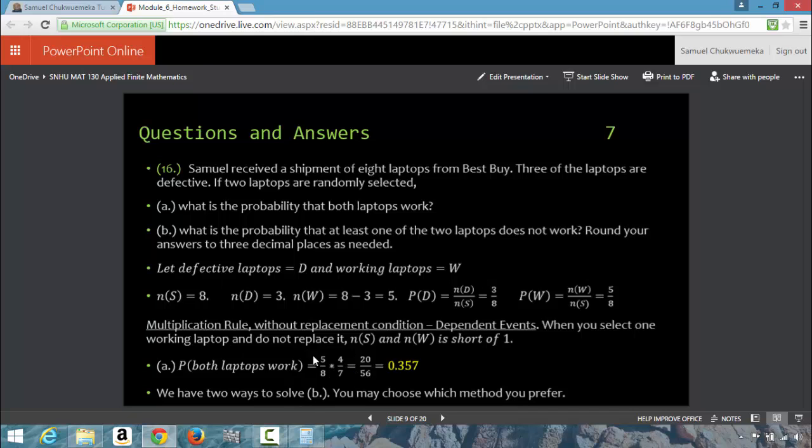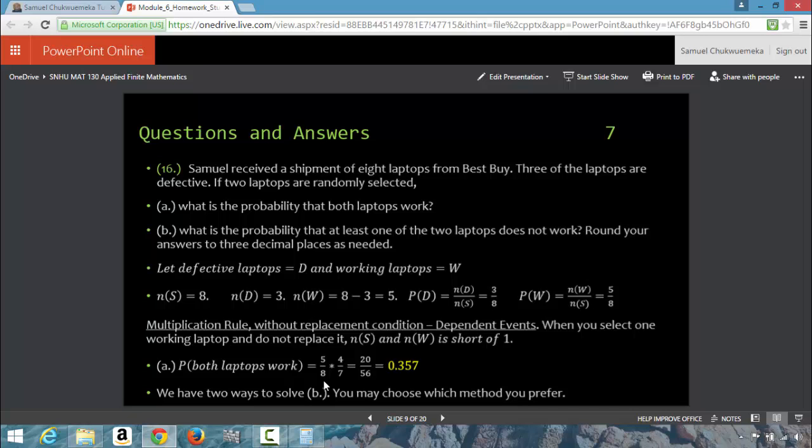Now look at this. Now it's 5 working laptops, so the probability of selecting the first one that works will be 5 out of 8. Then times, when you have selected one that works, you are not replacing it. You did not replace it. That is why it's a dependent event. Remember, dependent events, we talked about this in Module 5.